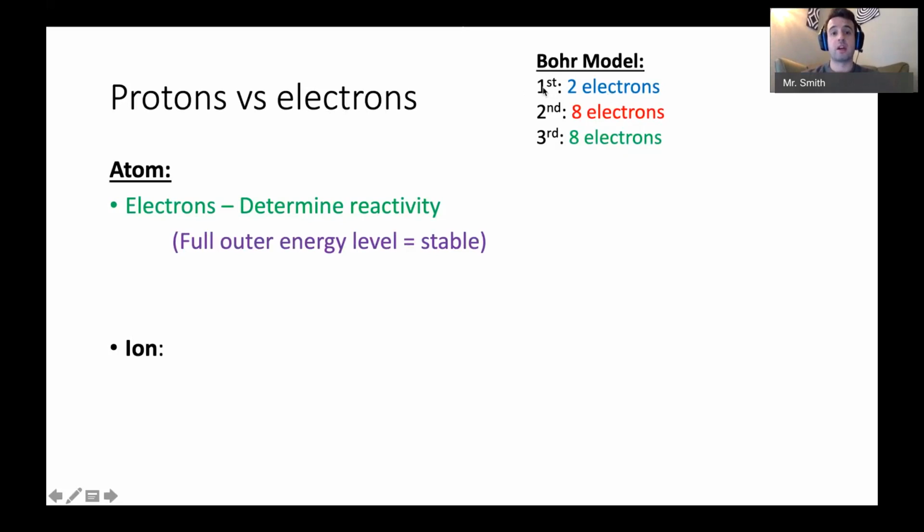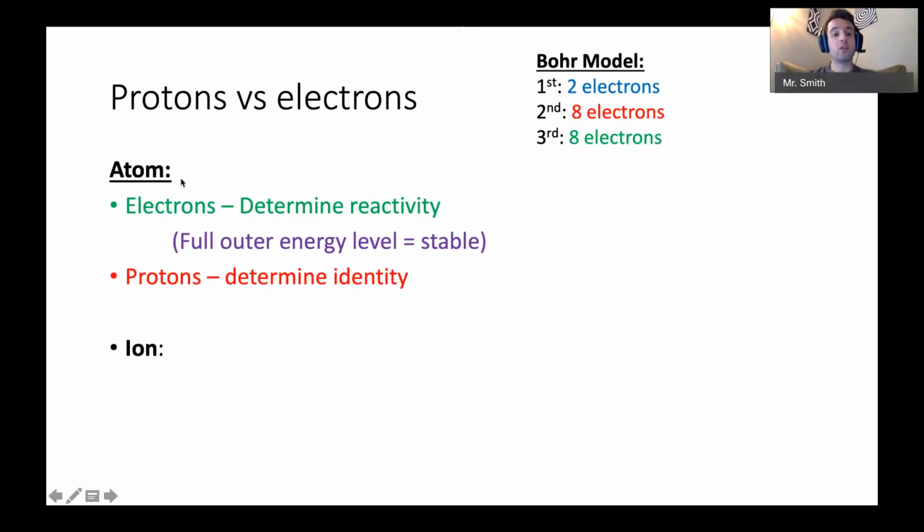So let's say it's got electrons in its first and second energy level. What an atom will want to do is get up to eight electrons in that second energy level. Or if it's easier, let's say it only has to gain two electrons to get to eight in its second energy level, that's easier for it. But if it only has one electron in the second energy level, maybe it'll just lose that so that its first energy level is full. So that's how atoms ionize: they change their number of electrons.